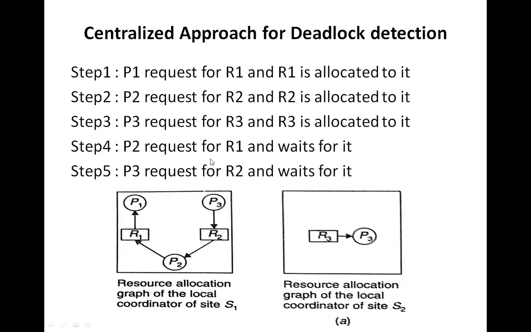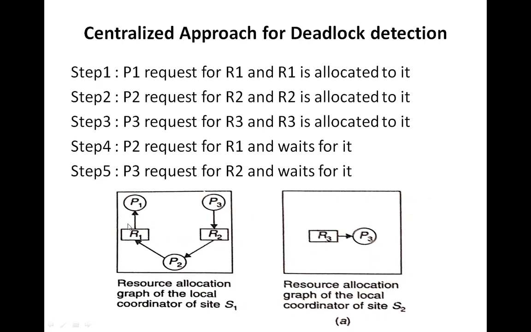And P2 again requests R1, but since R1 is already allotted to P1, it will be in the wait state. P3 is requesting R2 and R2 is already assigned to P2, so it has to wait. So this is the resource allocation graph after these 5 messages.